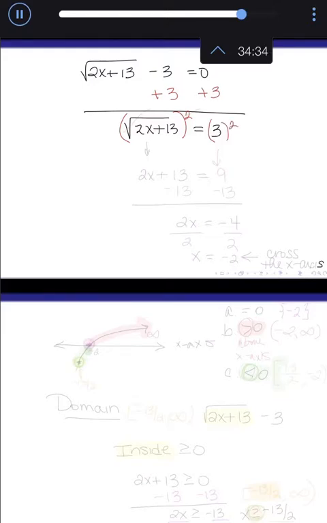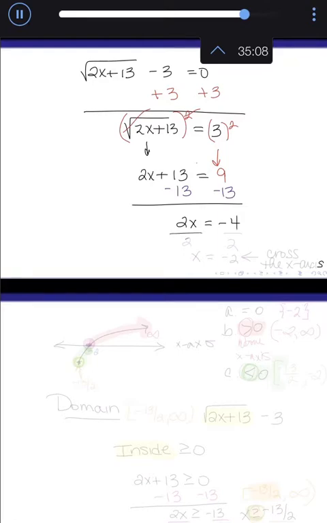On the left-hand side, squaring the square root will make those cancel out, and will leave you with just what was underneath, the 2x plus 13. On the right-hand side, however, I had 3 squared, which was 9. So I have a regular equation now that I can solve normally. I can subtract 13 from both sides to get the x by itself, which will give me 2x equals -4.